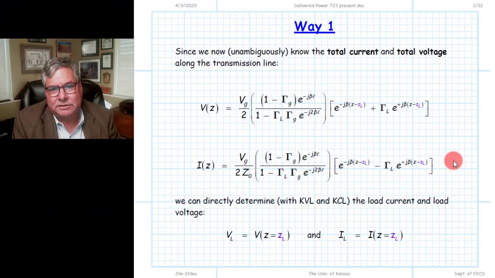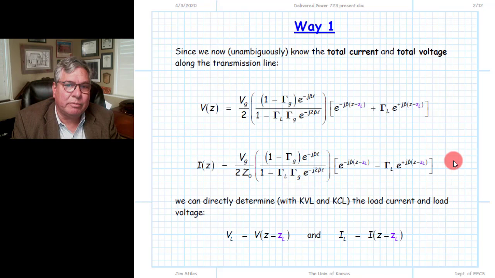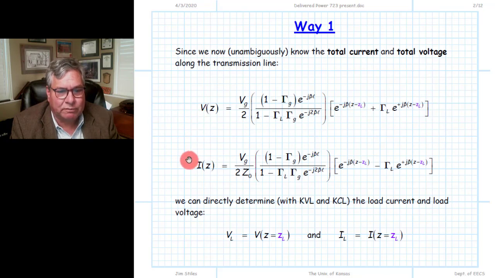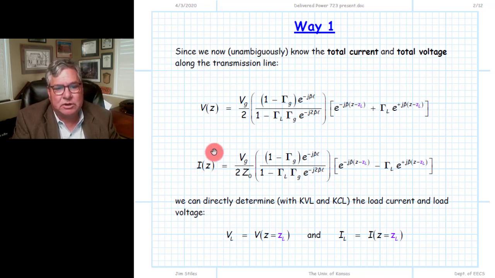I contend there are at least 4 different ways that we can determine the rate at which energy flows along this transmission line. The first way is, let's say that we now know the total voltage and the total current unambiguously. Once we've terminated our transmission line with a specific load and connected a specific source, we can determine both the total voltage and total current without any unknown constants, without any ambiguity. And of course, here are the solutions that we presented.